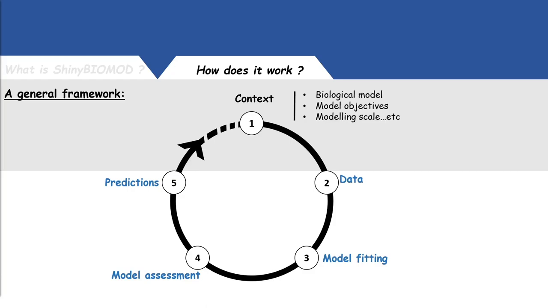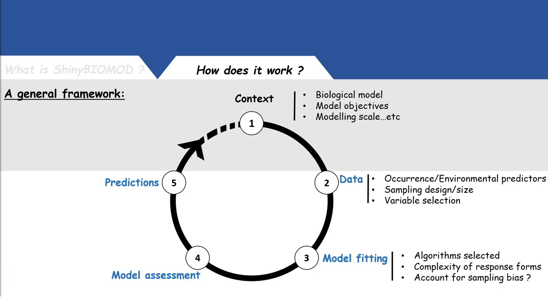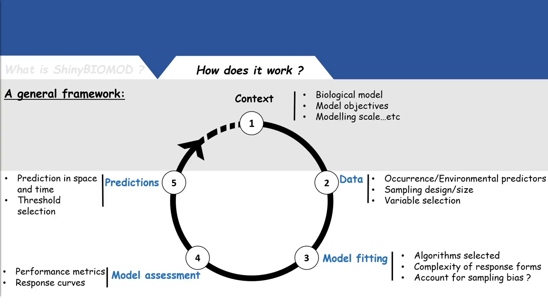You must define the main objectives of your research and formulate hypotheses about the distribution of your species. All subsequent steps should ideally match those objectives and hypotheses. Once you have set up your objectives, you need to get your data ready. Then comes the core of the process, the model fitting. Make sure to choose appropriate algorithms to fit plausible responses between species and environmental gradients and to account for potential sampling issues. Then check the quality of your model. And if you're happy with it, you can step to the predictions stage.